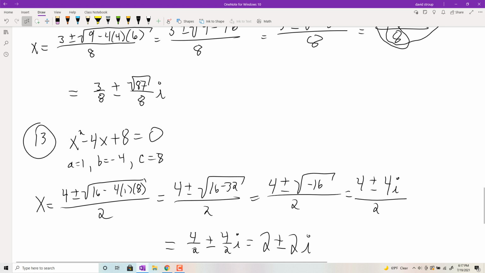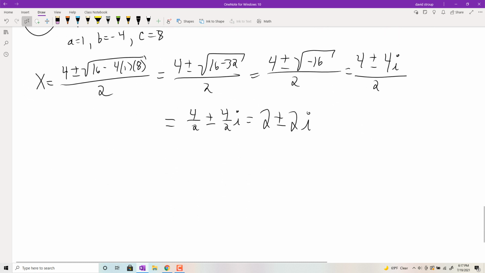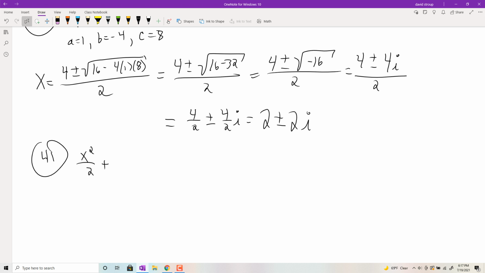So let's get one more that has some fractions involved. Squared over 2. So you don't want to put fractions into the quadratic formula. What you want to do is multiply by the least common denominator of the fractions in the equation in order to get rid of them. Okay, so in this case 6 on both sides should do the trick.